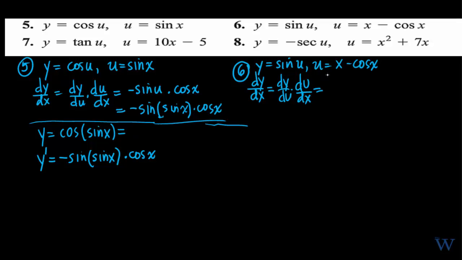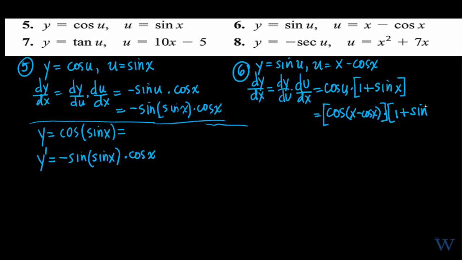Okay, so what is the derivative of sine with respect to u? It's just cosine of u multiplied by, what's the derivative of u with respect to x? So that's multiplied by 1 minus, what's the derivative of cosine? It's negative sine, so the negative times the negative becomes positive sine of x. So let's rewrite that. It becomes cosine of, what is the argument now? U. U is x minus cosine x. This whole thing would be multiplied by 1 plus sine of x.